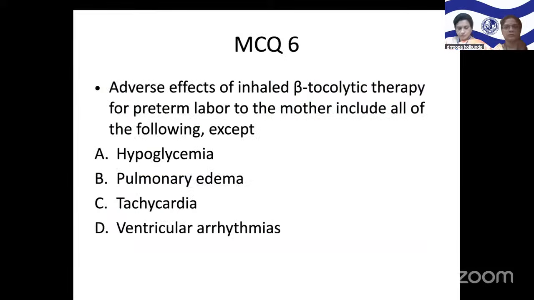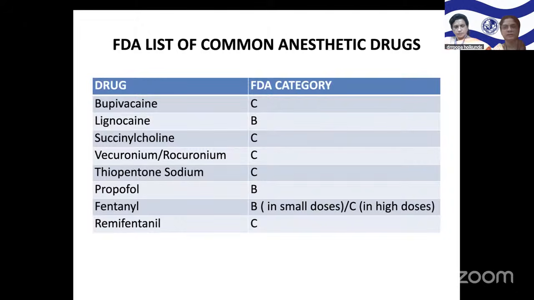Okay. Coming on to our last MCQ for today's class. What are the adverse effects of inhaled beta-tocolytic therapy for preterm labor to the mother? Include all of the following except: hypoglycemia, pulmonary edema, tachycardia, or ventricular arrhythmias. So now you have successfully managed your case. You have extubated. You have even covered the post-operative pain management also. You have done successfully. So in short, can you give me a list of the FDA approval given to the anesthetic drugs and which categories it has been given, and what do you mean by the different categories of the FDA?